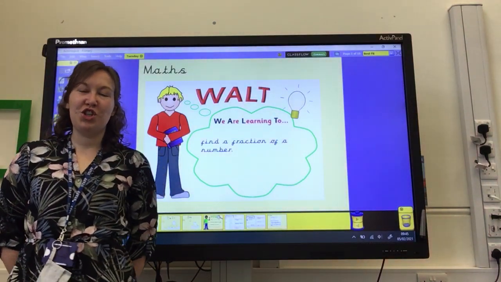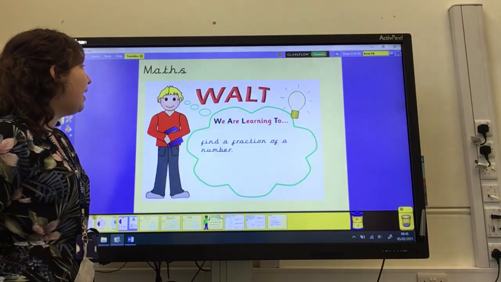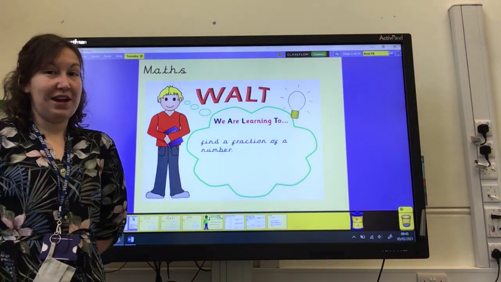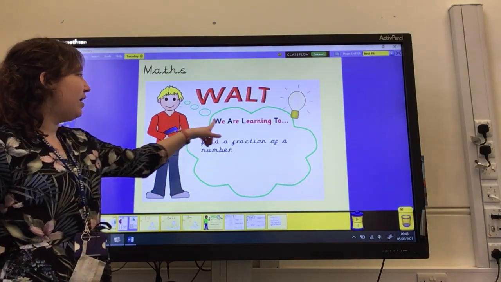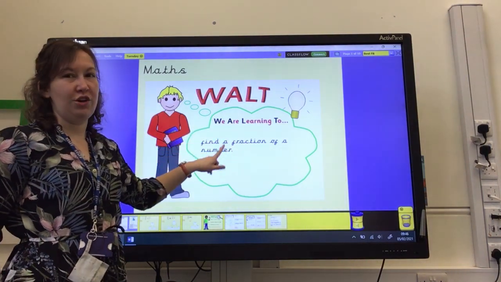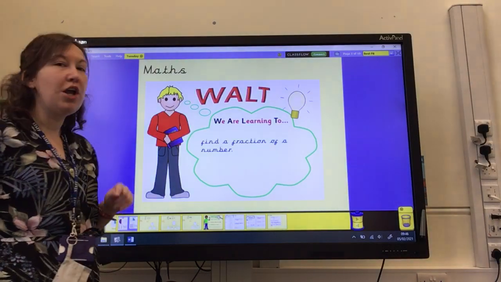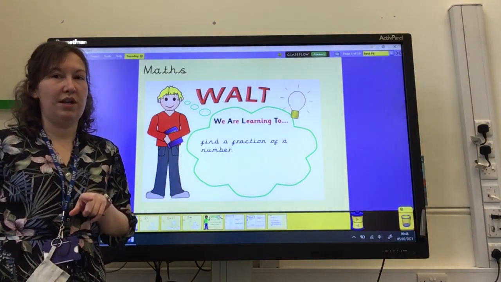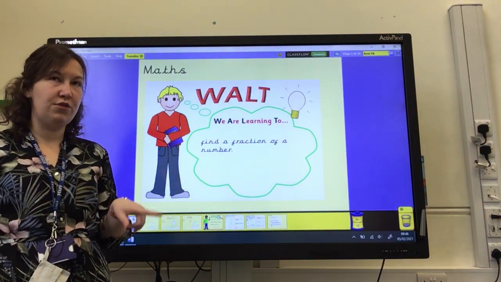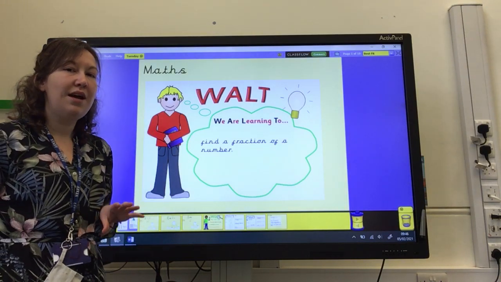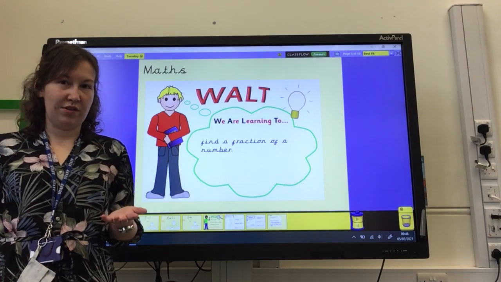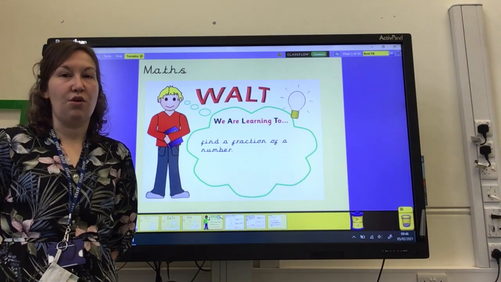Miss Mo here with Tuesday's maths lesson today, and we are going to start off without a starter today. We are just going to go straight into our learning, and today we are learning to find a fraction of a number. Now I know that yesterday we were learning to find half and find quarter of a number of squares and colour them in different ways, and today we're going to be building on that with finding fractions of numbers.